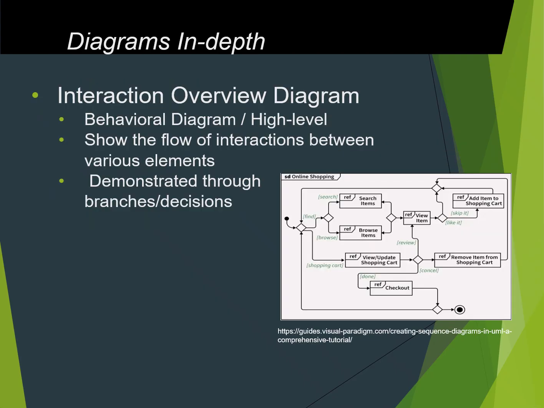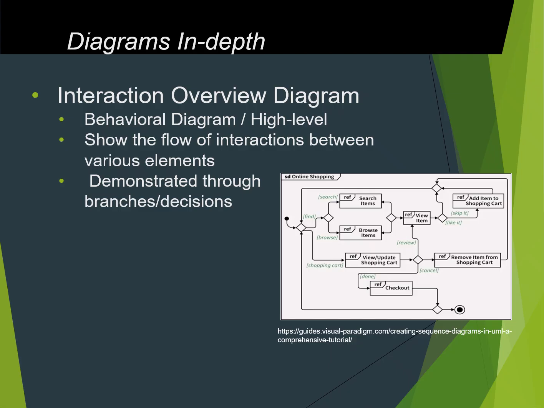So now we will briefly discuss some diagrams that are not taught in the course material. The first diagram we will look at is the interaction overview diagram. It is considered a behavioral diagram at a high-level view. It shows the flow of interactions between different elements within a system. When specific interactions occur, this is demonstrated through various branches and decisions.